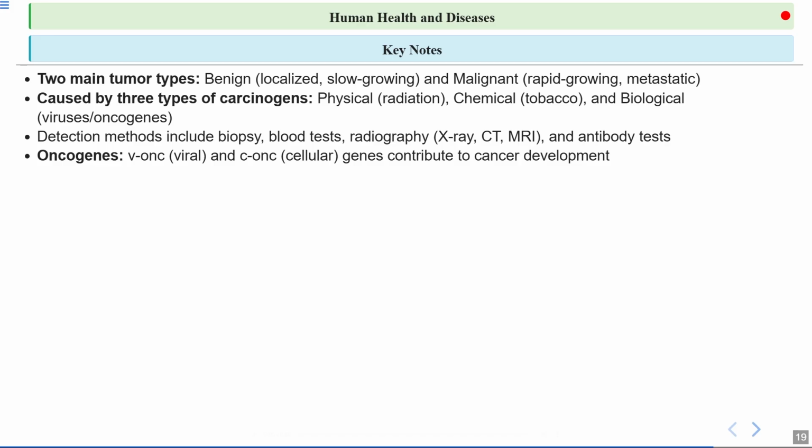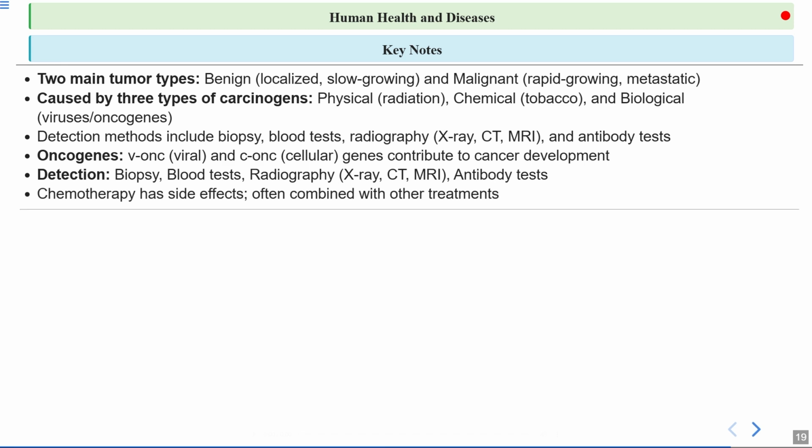Now there are two kinds of oncogenes, viral oncogenes and cellular oncogenes. We have talked about the difference between them as well. Detection of cancer can be done through these techniques, which we have already discussed. Now, chemotherapy has a lot of side effects. So chemotherapy can be combined with radiotherapy and immunotherapy, and this will give better results. Clear?